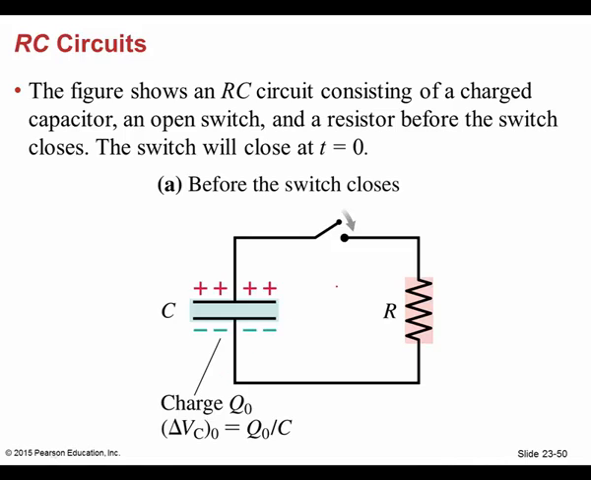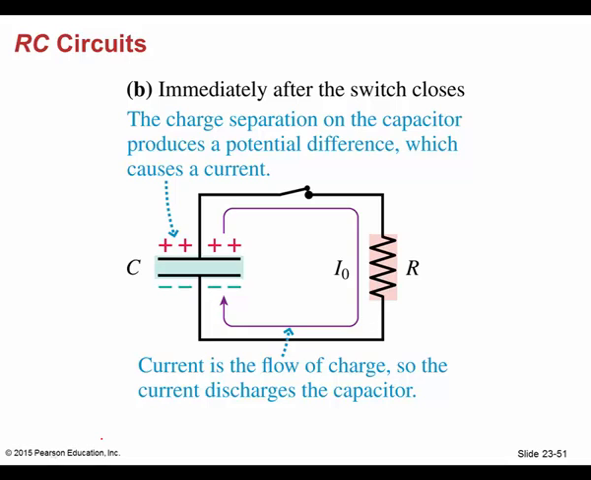All right, now, of course, before it closes, if it has a charge on it, you close this, then the voltage begins to move through the circuit. And of course, it will move how fast or how slow based on how much resistance you have in the circuit. So immediately after it closes, the charge separation produces a potential difference, which causes a current, okay? And then, of course, the current begins to flow.